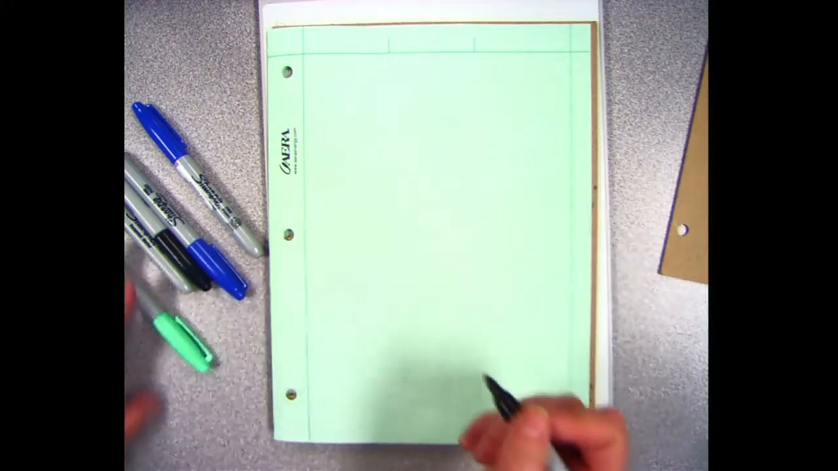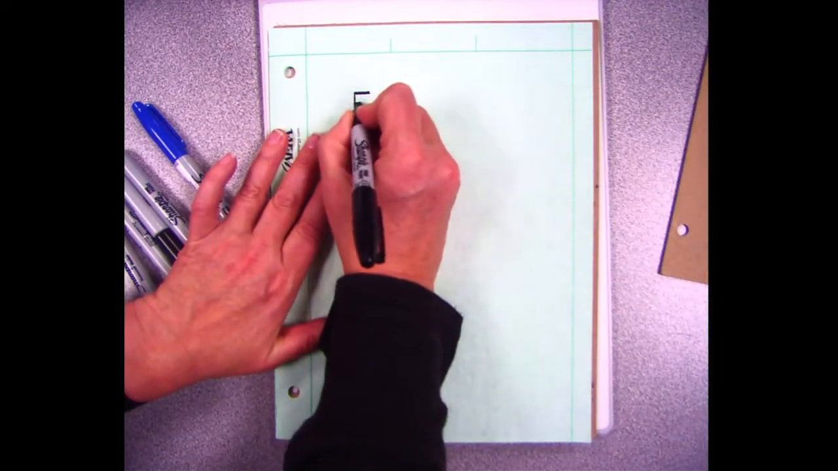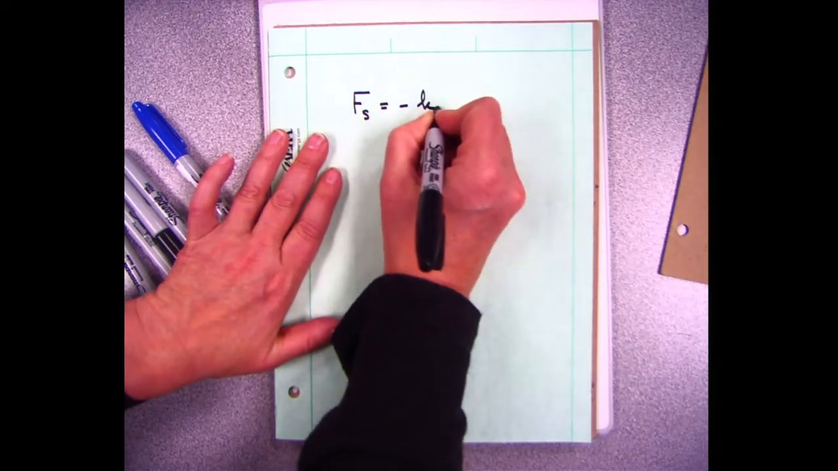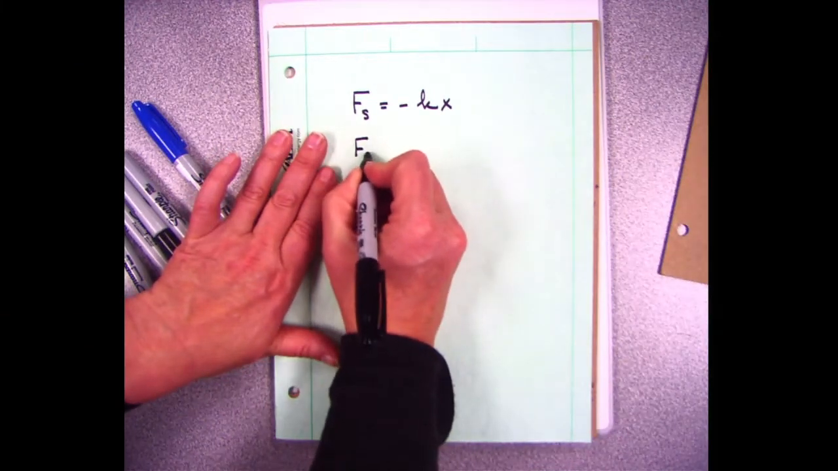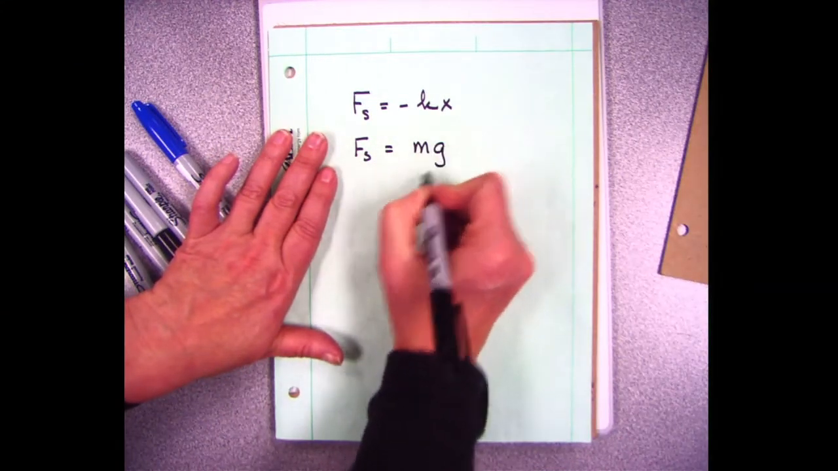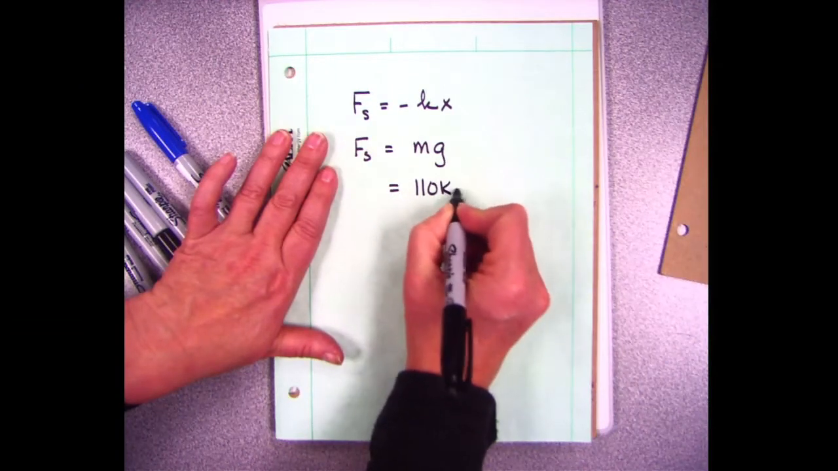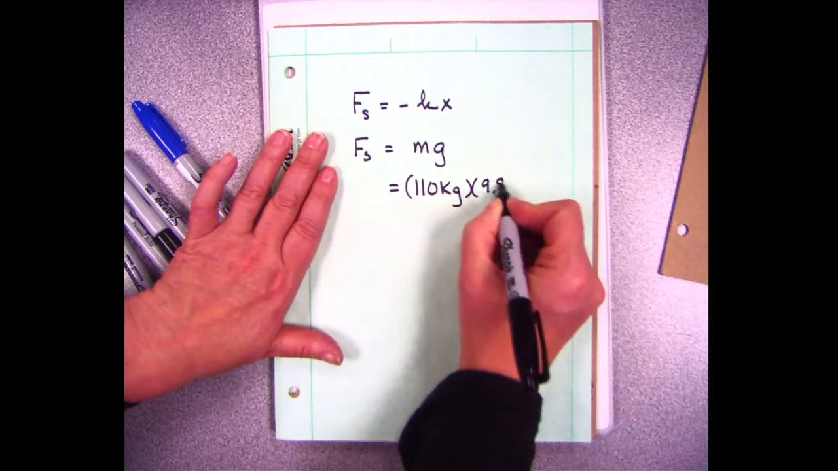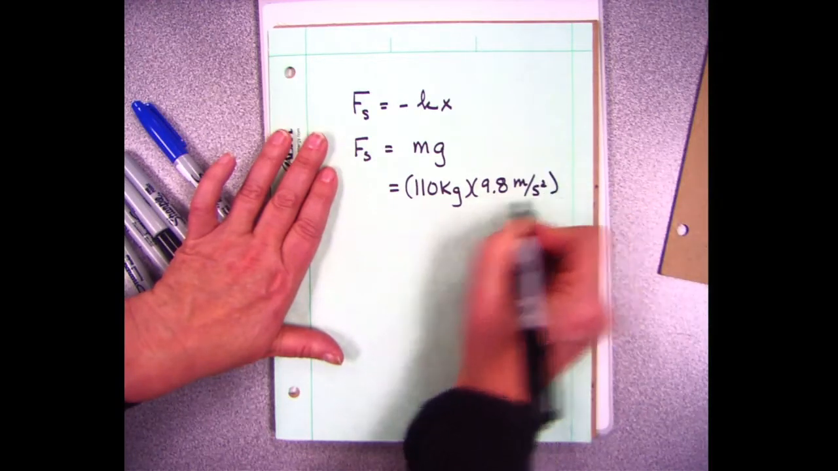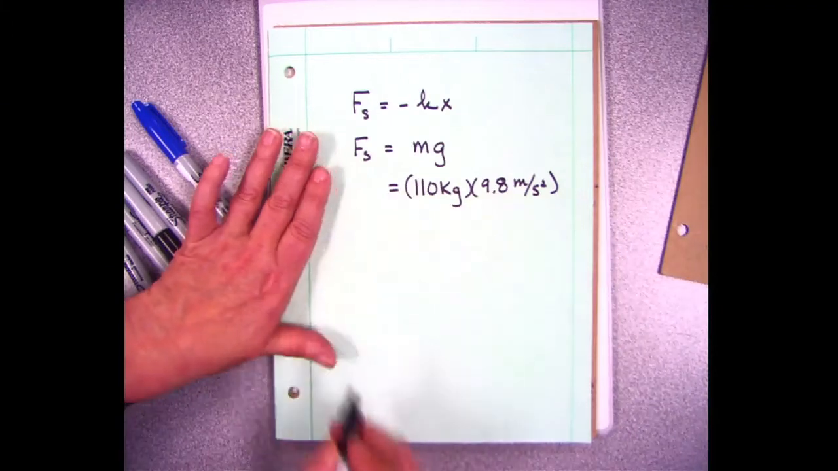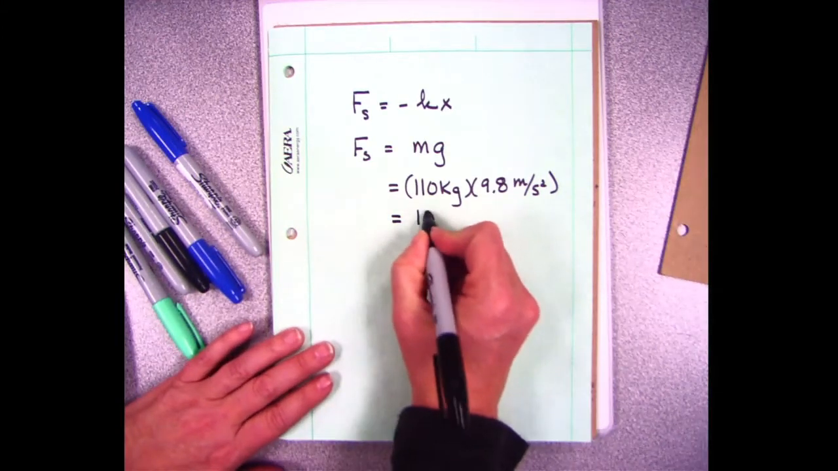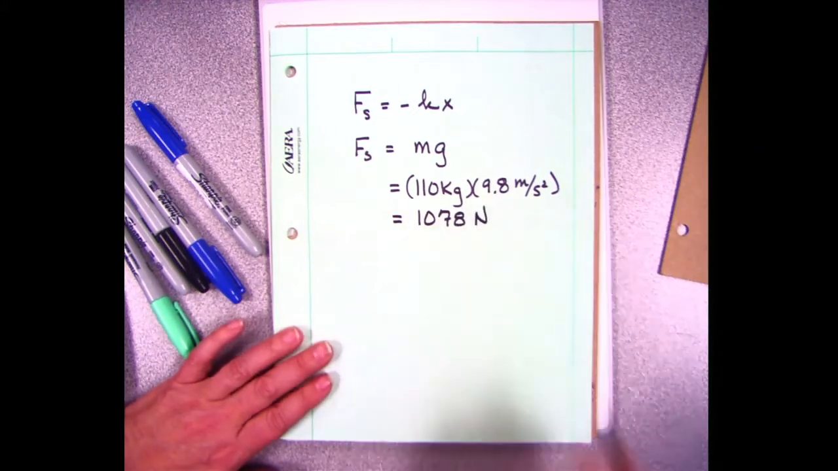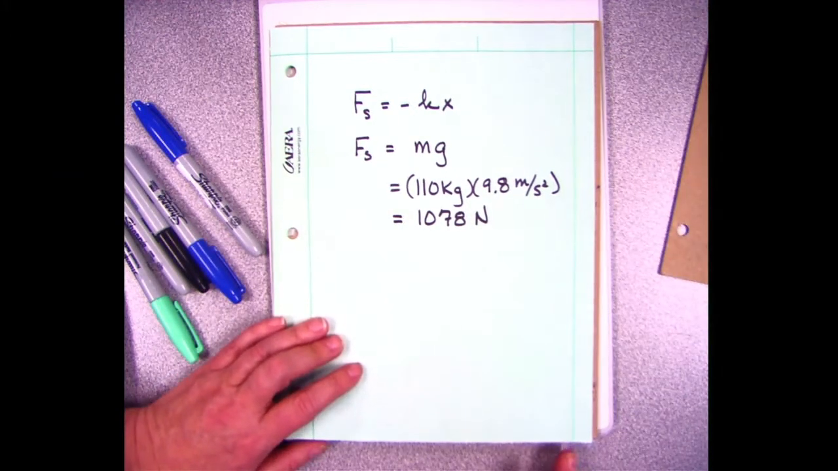So remember, if I'm doing spring constant, I'm going to use Hooke's law. So the force due to the spring is going to be minus kx, and I have to keep track of what that minus sign is. The force that I've got going was my mass times gravity, and we used 110 kilograms. Gravity is 9.8 meters per second squared. And that gives me my force. If I plug that into the calculator, because you can't do this all as one step, this is 1078 newtons. So that's the force that was put on the spring.